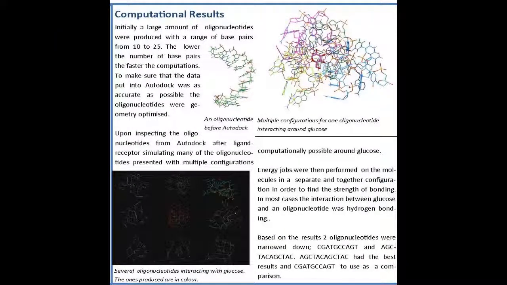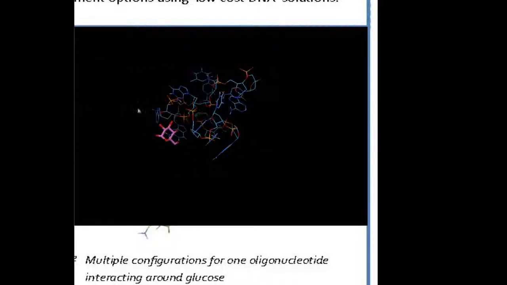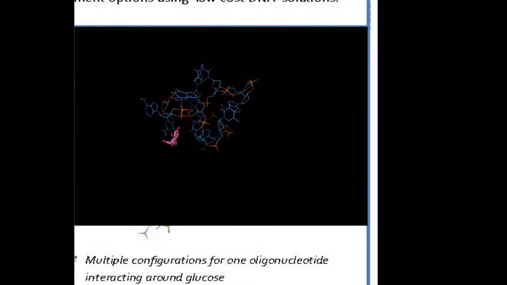Initially, a large amount of oligonucleotides were produced with a range of base pairs from 10 to 25. It was found that the higher the amount of base pairs, the higher amount of computational time was required, and as such, a lower amount of base pairs was generally favored. Upon inspection of the AutoDock output files, many of the oligonucleotides presented had multiple configurations, as demonstrated here. The most stable energy-wise conformation was chosen from the multiple configurations.